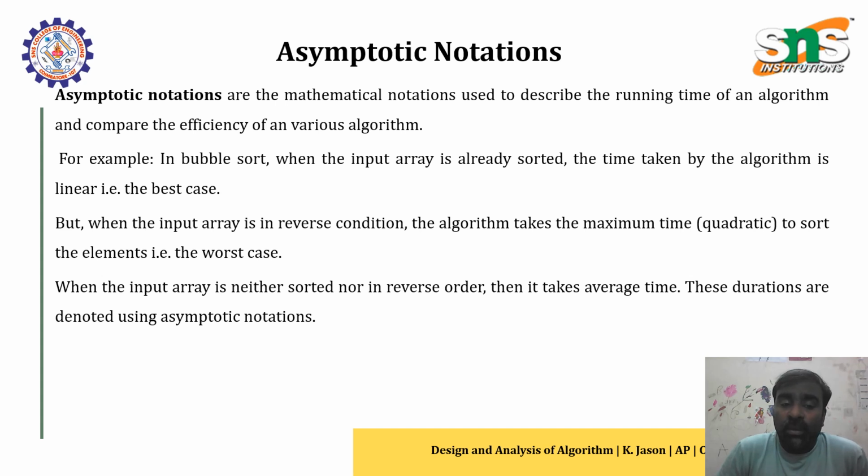When the input array is in reverse order, the algorithm takes the maximum time, quadratic, to sort the elements. That is the worst case. When the input array is neither sorted nor in reverse order, then it takes average time. These durations are denoted using asymptotic notation.